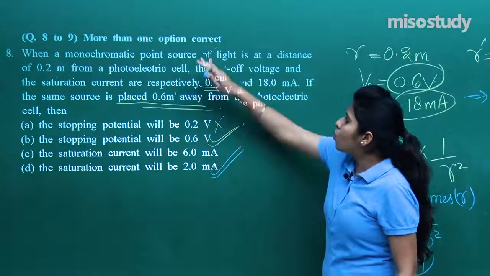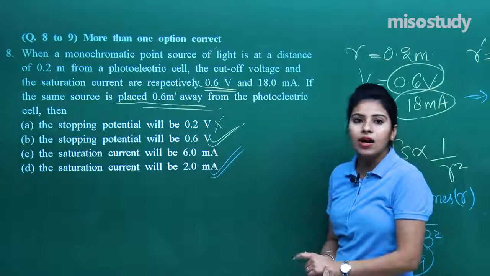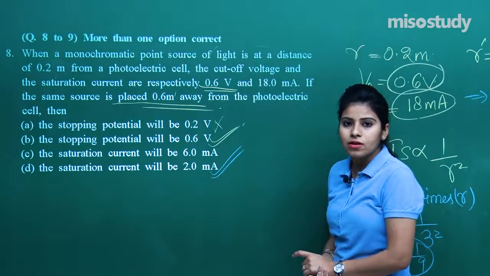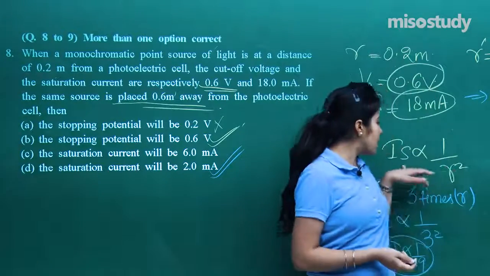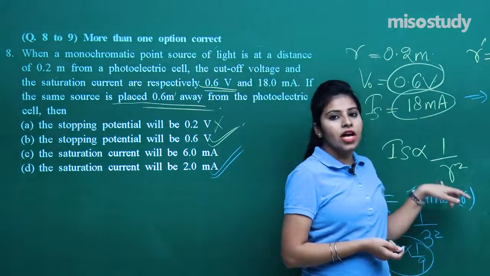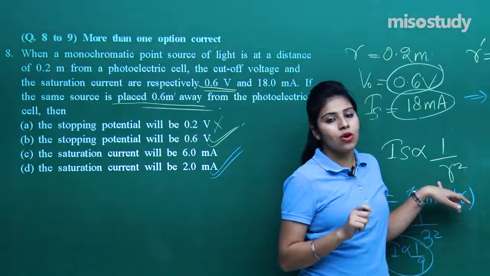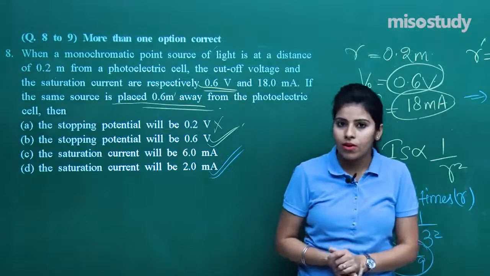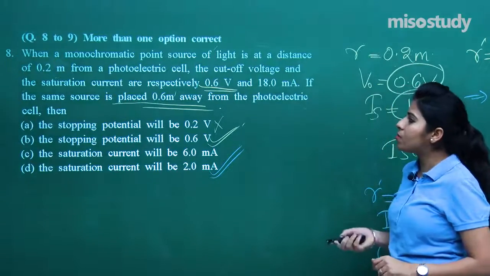So that means more than one option is correct. We have B and D as the correct answers of the question, right? So you must know the relation that the saturation current is proportional to the intensity, but the stopping potential is independent of the distance, right? So now let me move towards the next question, that is question number 9.